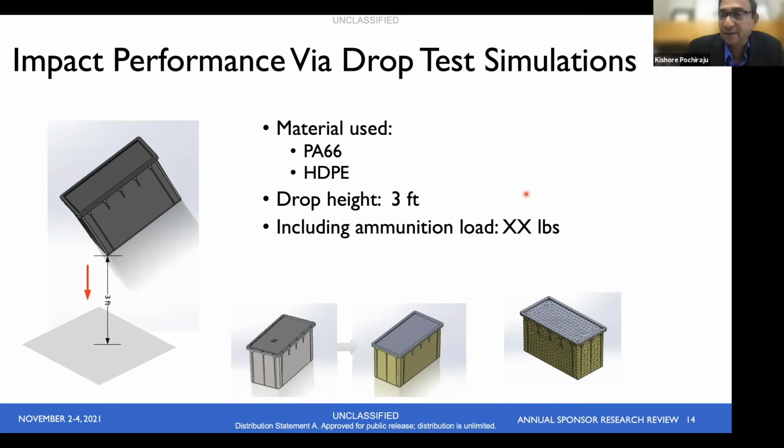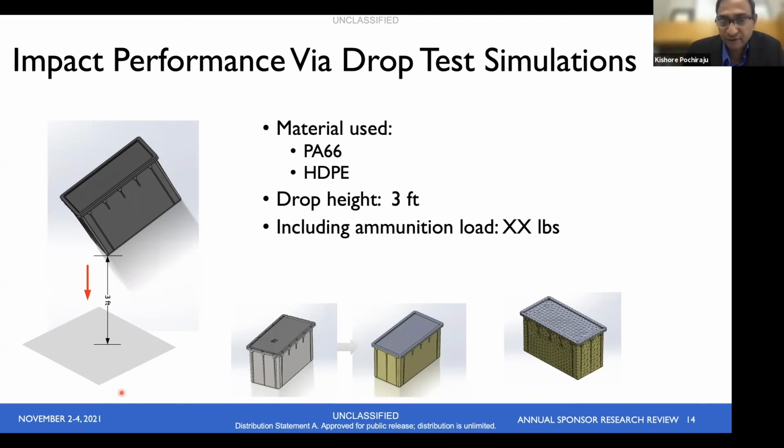So the typical way in which impact performance is tested is by dropping the box or the container onto a rigid surface and checking for failure, whether it has cracked or developed any kind of dents. If it has cracked, it's no longer useful because moisture penetrates into the container and degrades the ammunition. So that's what we are looking at.